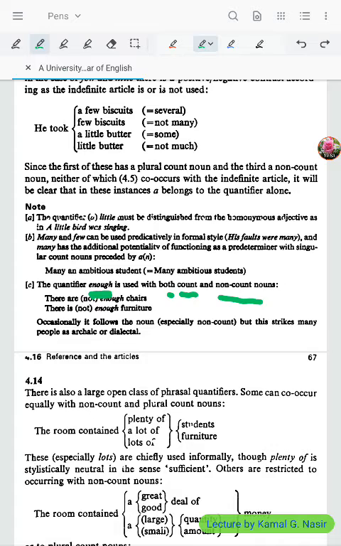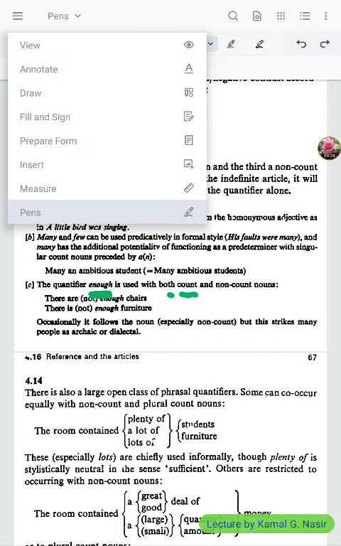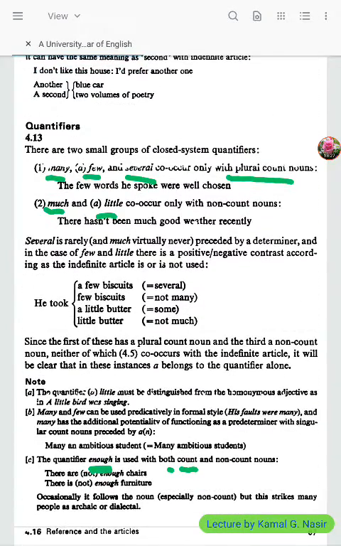Here many and a few can be used predicatively in formal style. So you say his faults were many, and many has the additional potentiality of functioning as a predeterminer here. So these are exceptions to the rule. What is the rule? The rule is that quantifiers are classified into two groups that we talked about: some of them come with the plural count nouns, and the others come with non-count nouns.